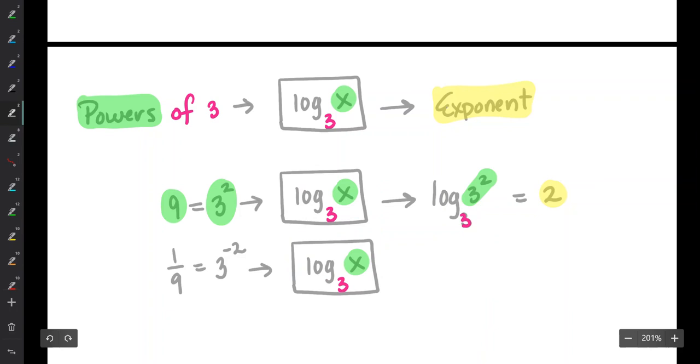Oops, I'm sorry, I hit pause there. Thank you. I thought I hit pause there while I was doing color.